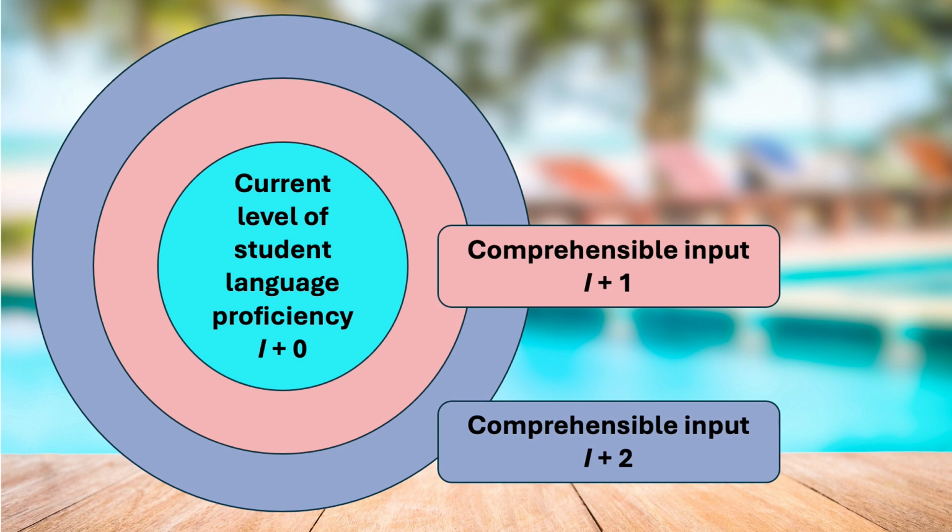By providing a reading that has only familiar words, that would be considered I plus 0, and students would not be acquiring new language. By turning on a TV show in the target language without any scaffolding or preparation, students would be overwhelmed and not acquire much of anything. That would be an example of I plus 2. But telling students a story where they know many of the words but are introduced to a few new words could be a good compromise in the middle, living in that I plus 1 space.